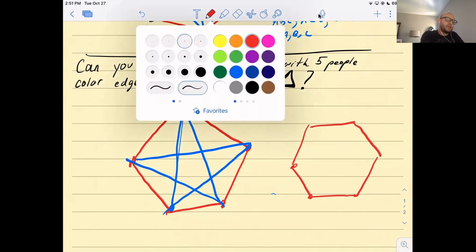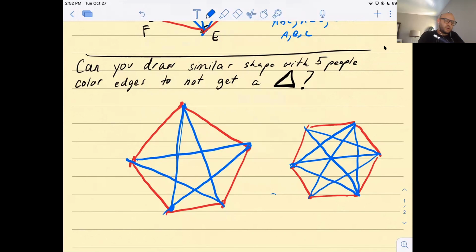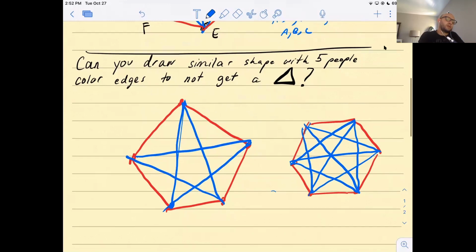But if I try to connect everybody inside, I'm going to start to form a problem. There's quite a few blue triangles. So this shape doesn't work for 6 people if you try to construct it. Do you guys think you can come up with an argument to show that if you have 6 people, it's impossible to draw it without ever making at least one blue triangle or at least one red triangle? It's impossible to do it.